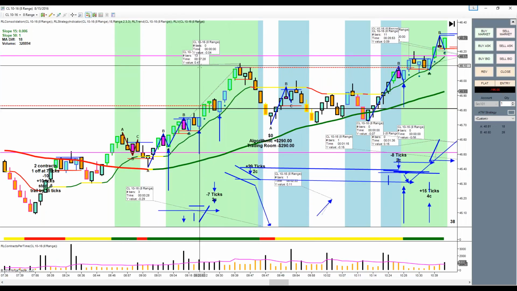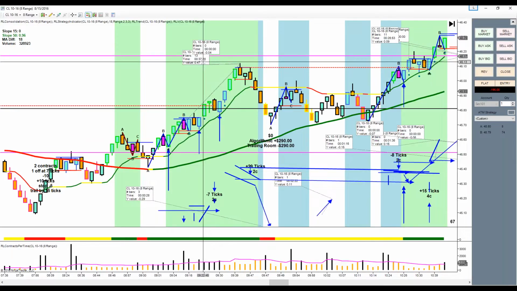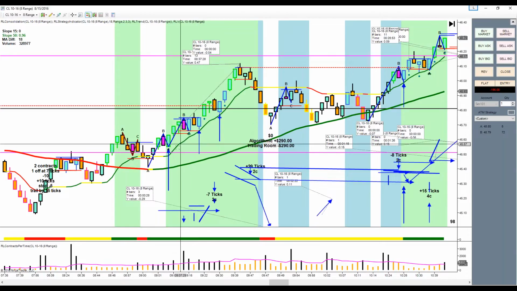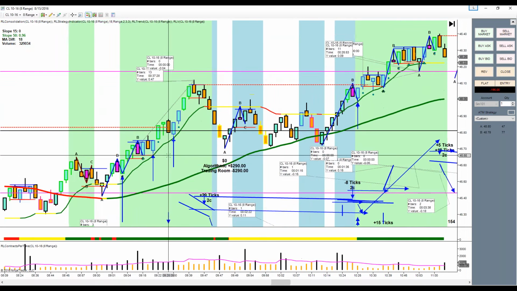35, 34, and that's 34 ticks, and the first target's 7. That's a $410 trade, and I saw it, and I just couldn't take it, and that's a perfect transition zone that I just could not take.